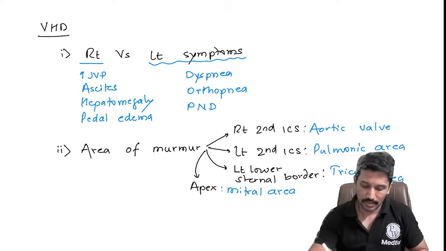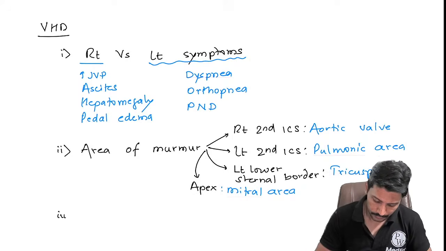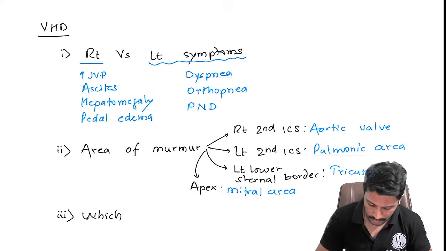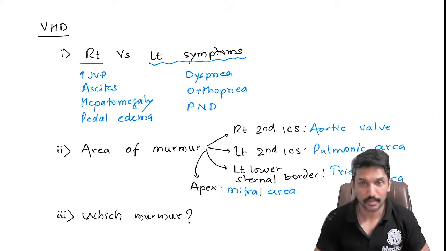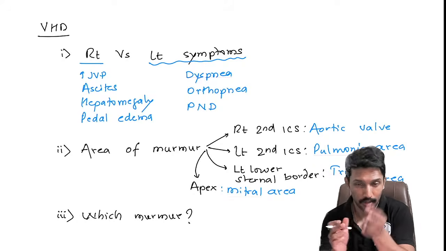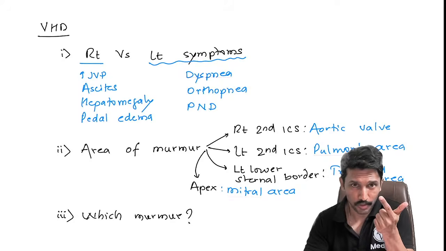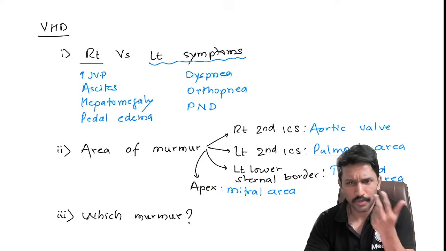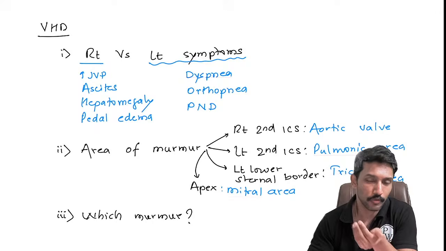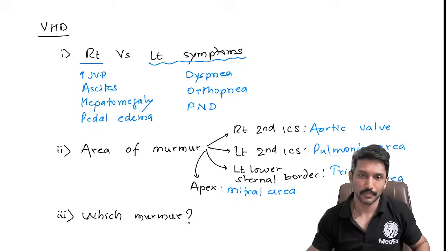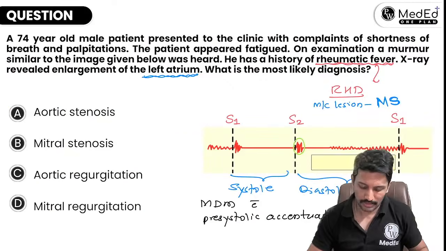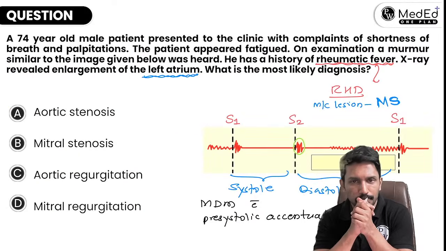So if you have these 3 levels of information, which murmur it is, which area it is coming from, and what the symptoms are, and you apply your understanding of the area, nature of the murmur, and the symptoms, even if you get only 2 of them right, you will always reach the diagnosis. For example, let's look at this question itself.